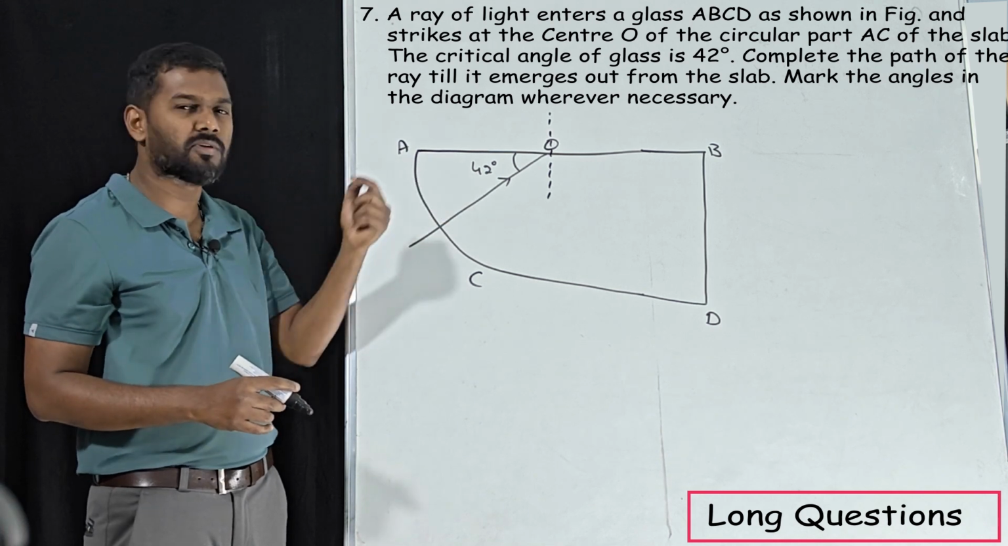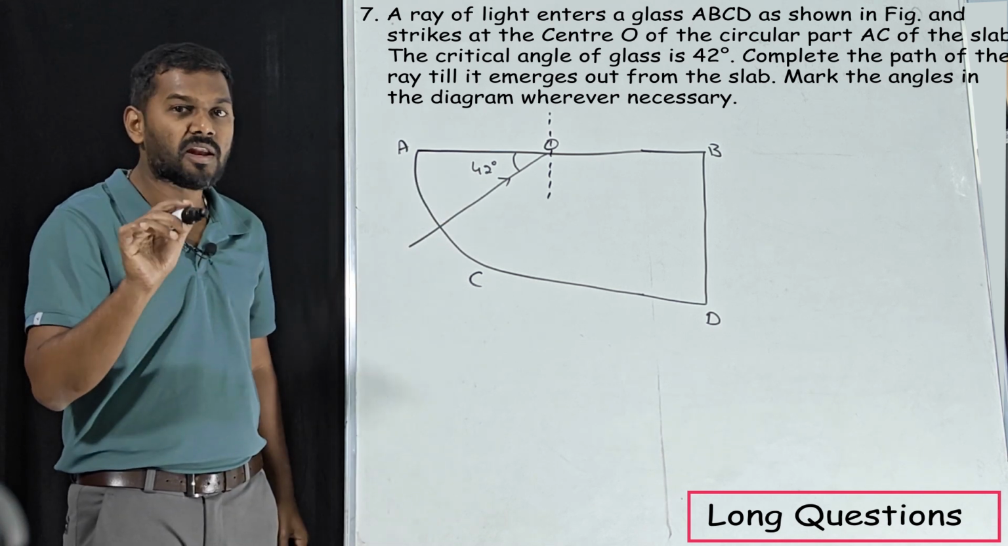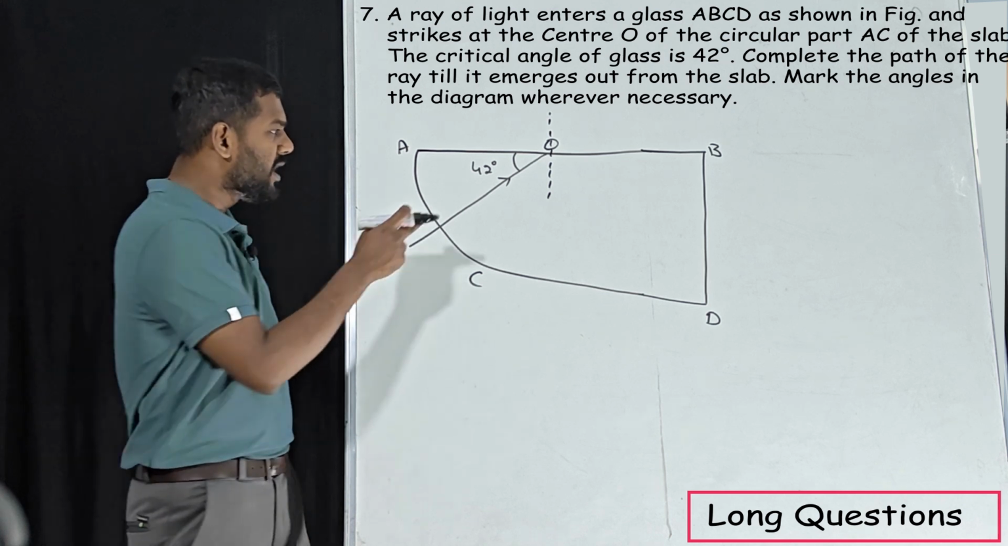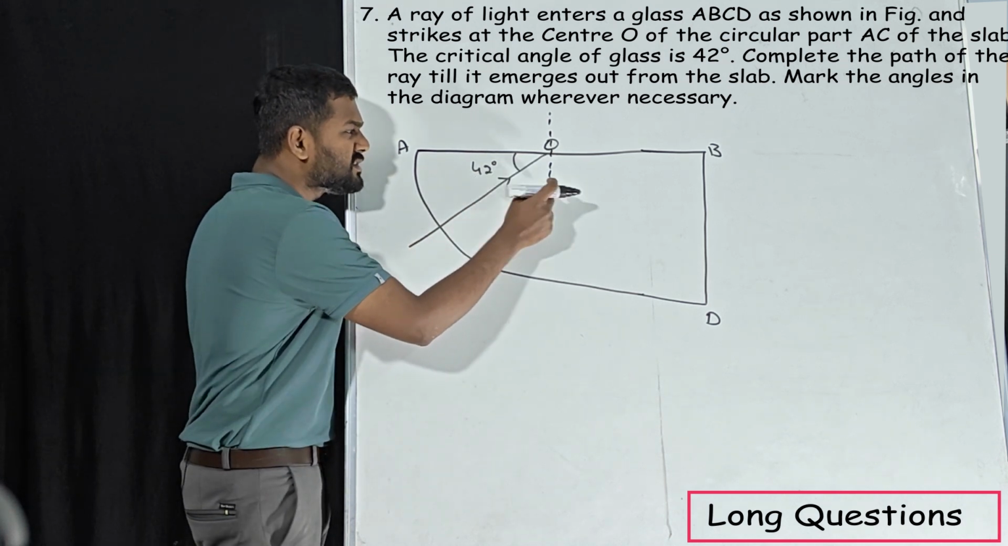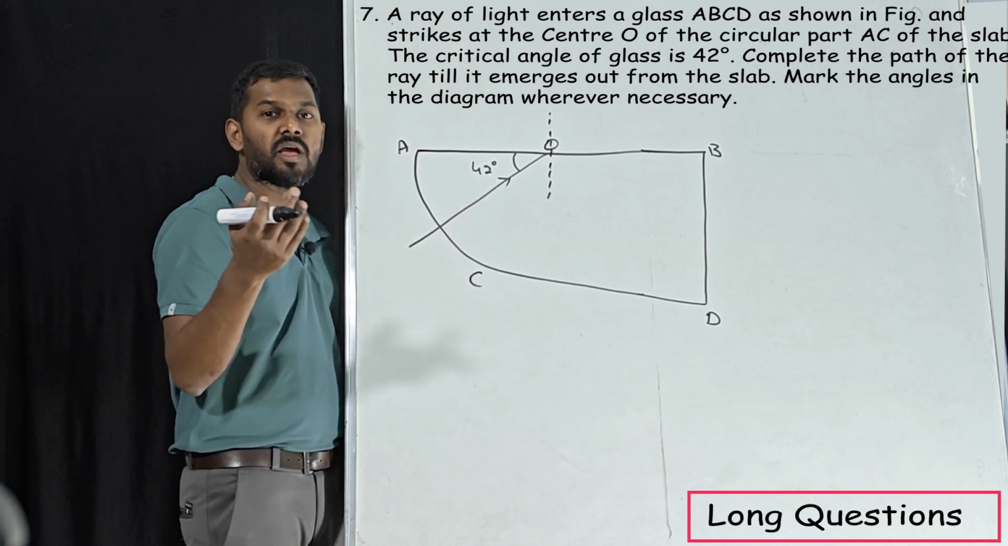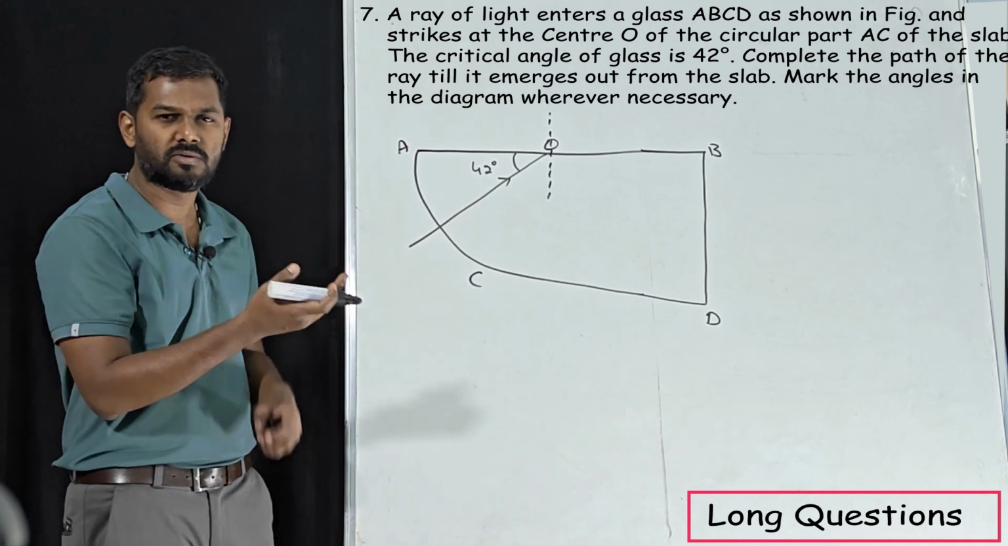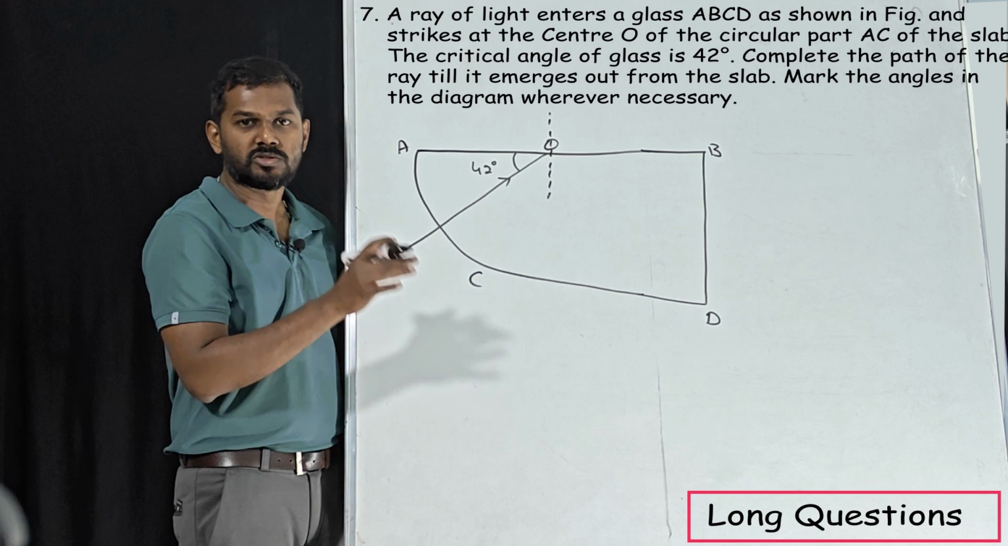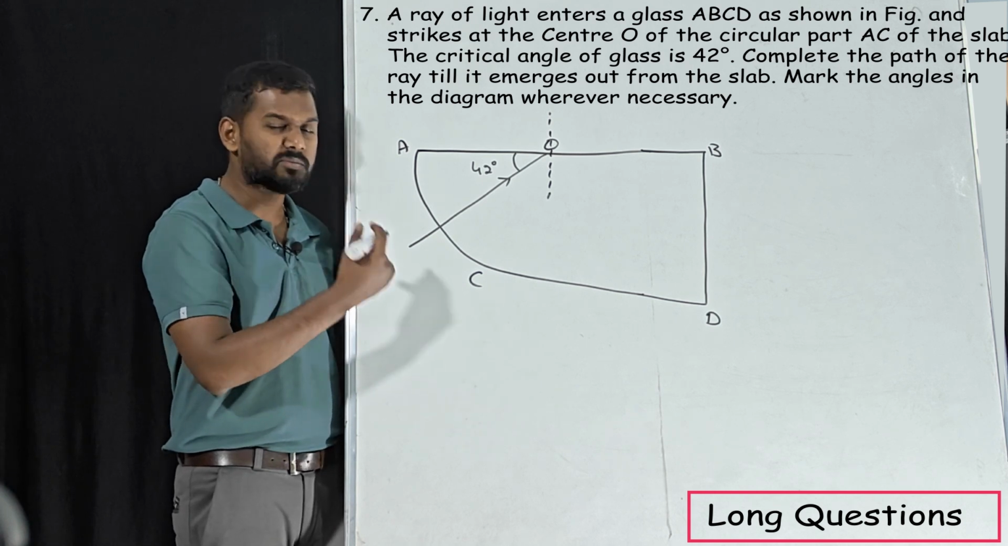This angle is given. What is the angle of incidence? Angle of incidence is nothing but the angle between the incident ray and the normal. This is the angle of incidence, not this one. In many websites and in many PDF solutions, they have given the wrong answer. So always verify from the textbook and learn.